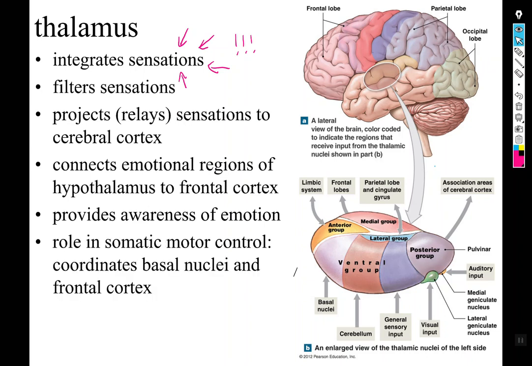It also has a role in somatic motor control, so it helps coordinate between the basal nuclei and the frontal cortex, as well as coordinate between the substantia nigra and the basal nuclei. So all of those places are interconnected.